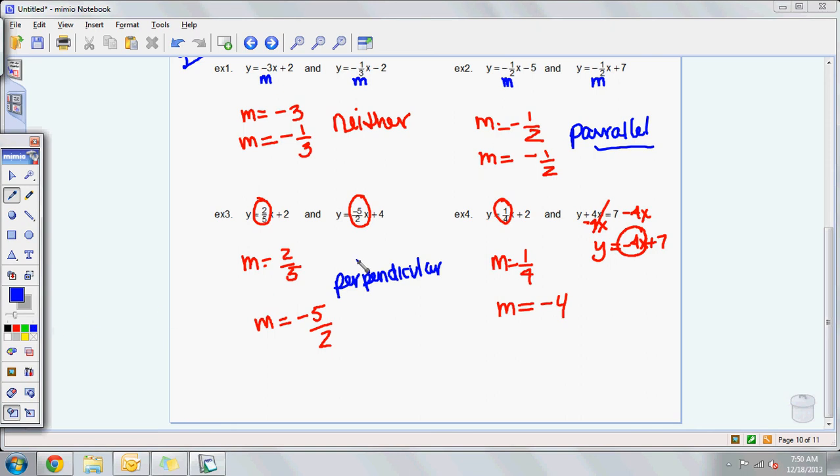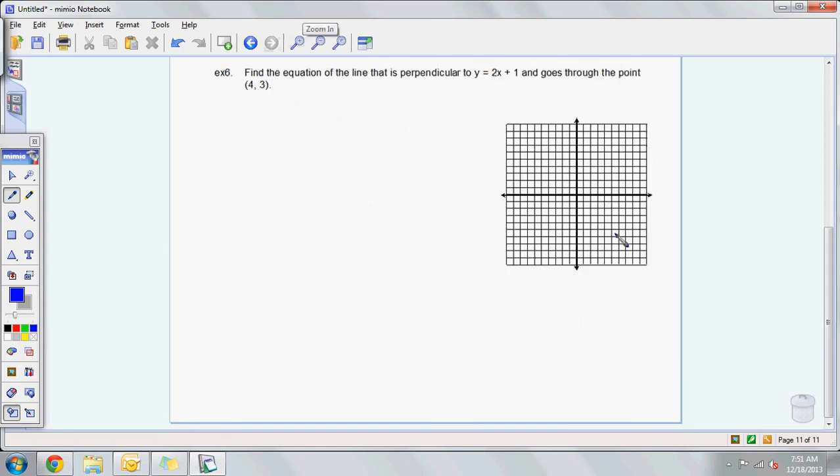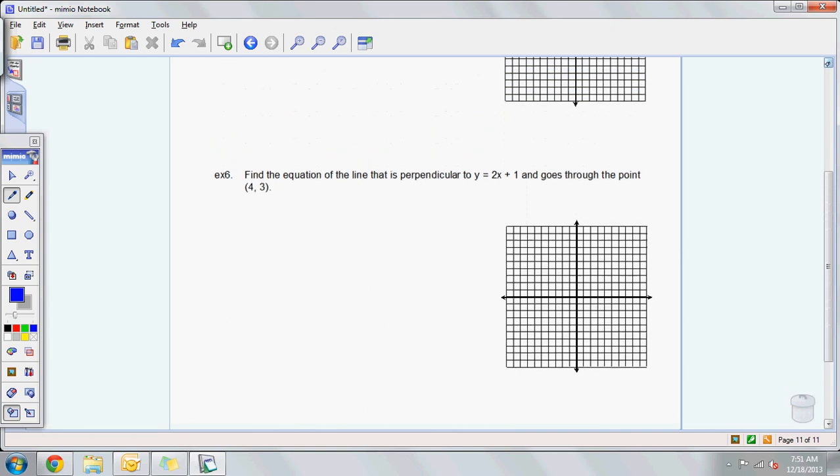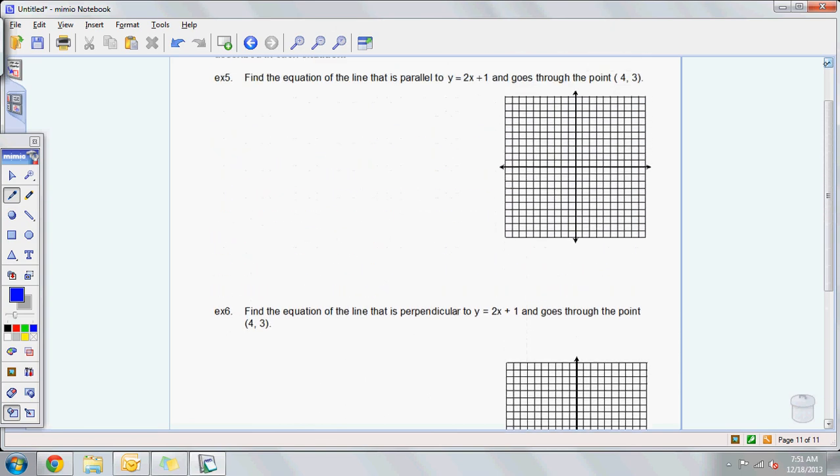Okay, so are they exactly the same? No, so they're not parallel. Are they opposite? One positive, one negative? Yes, they are. And are they flipped around? 1 over 4, 4 over 1? Yes, they are. So these two are perpendicular lines. Okay. Any more? Let's look. Yes, there's a couple more here. Let's try one of these and then we'll do the rest together.